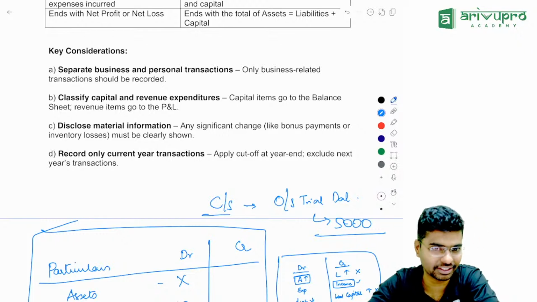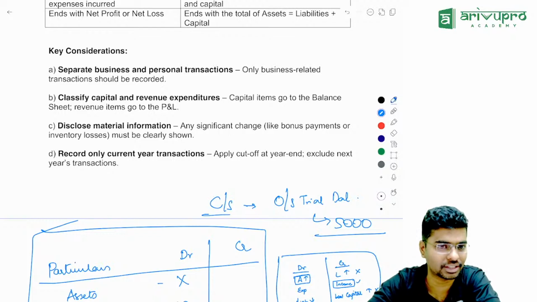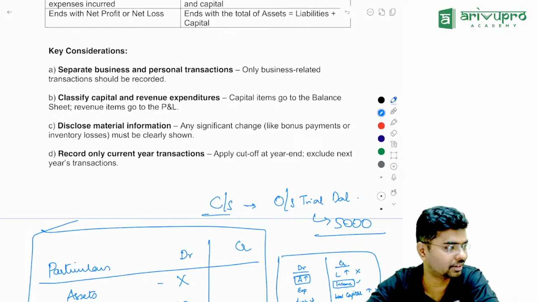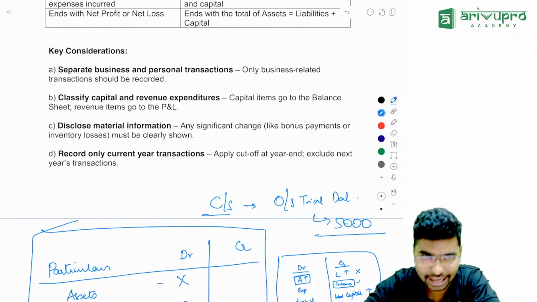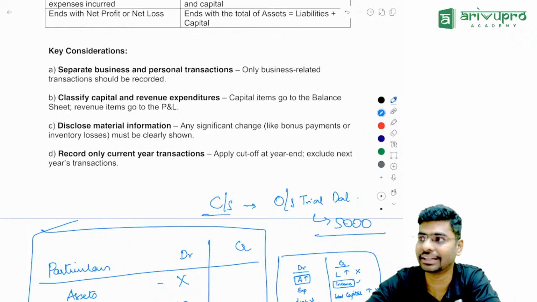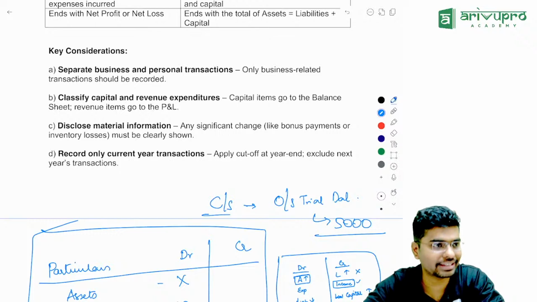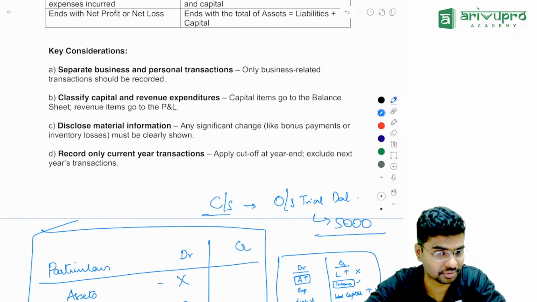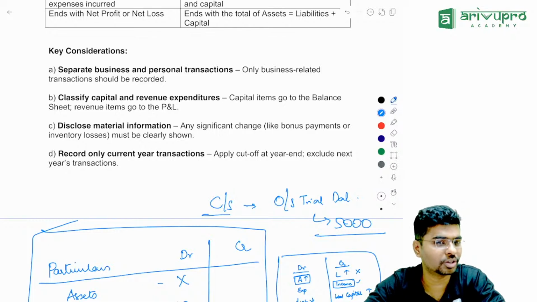So capital and revenue. I told you guys capital items are the ones which appear in the balance sheet. Revenue items will appear in the P&L account. The third item is materiality. What does materiality say? Any changes which are going to impact the decision making have to be shown in the financial statements.